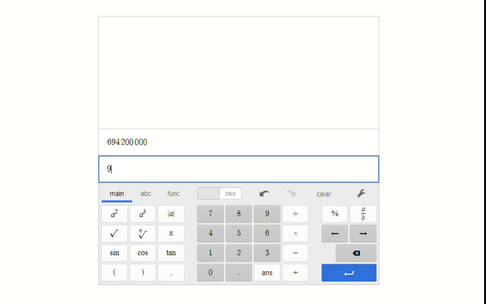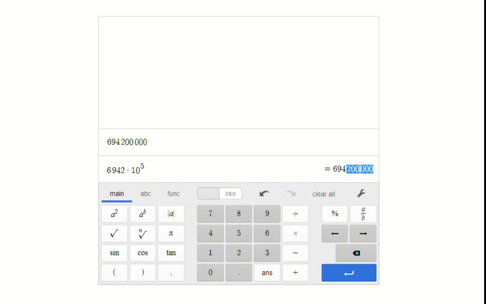6942, and then you're going to multiply it by 10 to the power of however many zeros there are. 1, 2, 3, 4, 5. And as you can see, it's the exact same number. So there you go, that's how you make big numbers small.